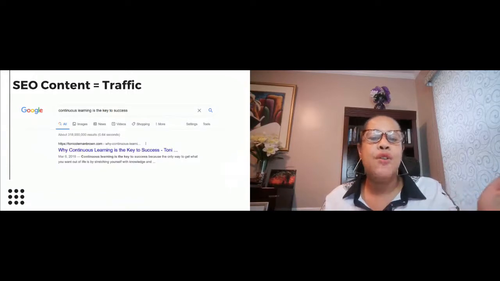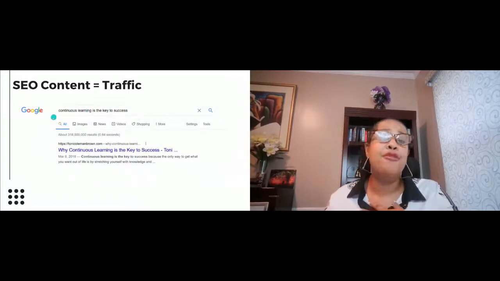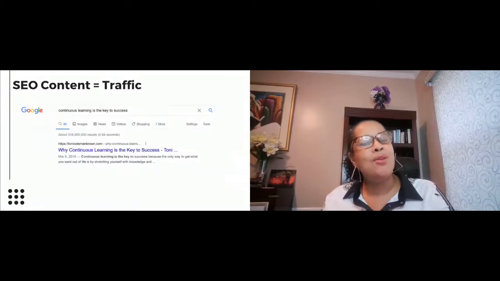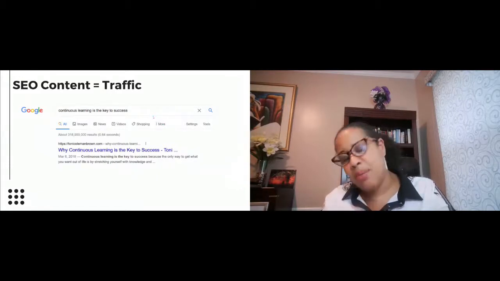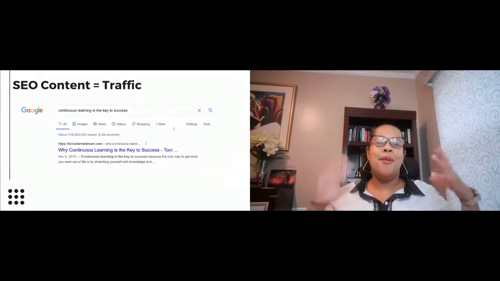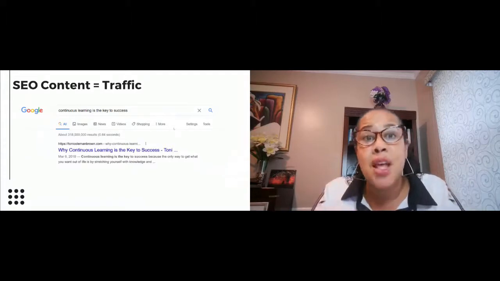I would always look for a long tail keyword, and a long tail keyword is like this: continuous learning is the key to success. So I would use a phrase. And the reason why I would do that is because this is how people search. People don't just search weight loss. People search for weight loss for women over 50, or weight loss for women going through menopause. That's how people search.